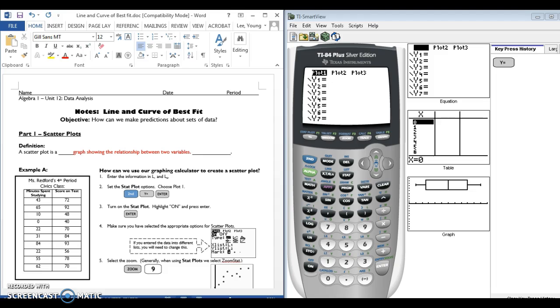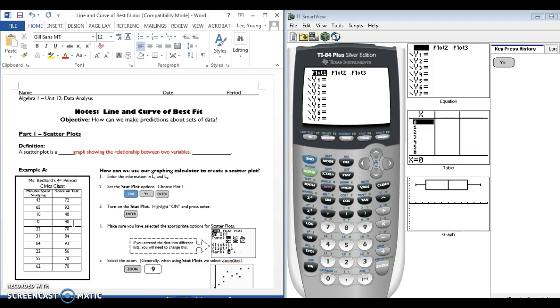And from there, we're going to be able to make a prediction. So if we take a look at the first question, it says Ms. Redford's 4th period civics class. If you look at this, you will see a bunch of minutes for studying and scores on the test. We want to see if this relationship makes a line or a curve. Hopefully, it should make a line with a positive slope because if you study more, you will earn a better score on your test.